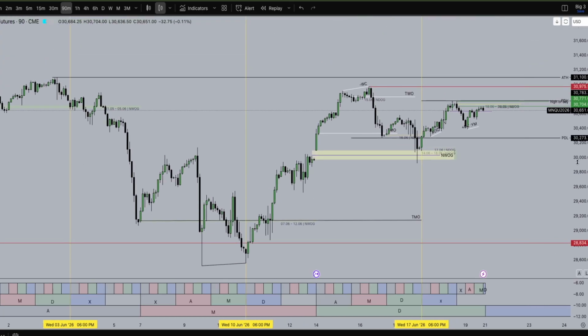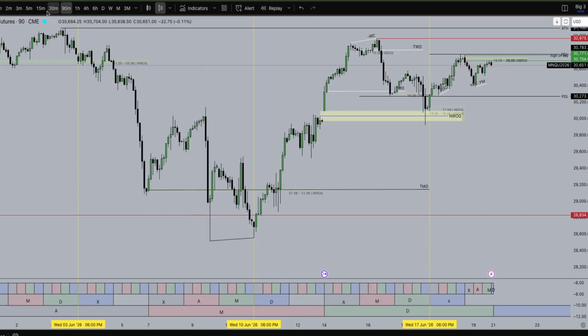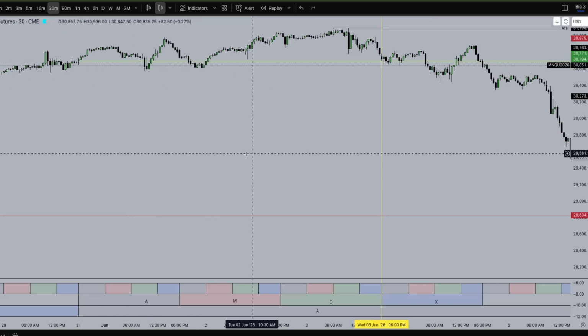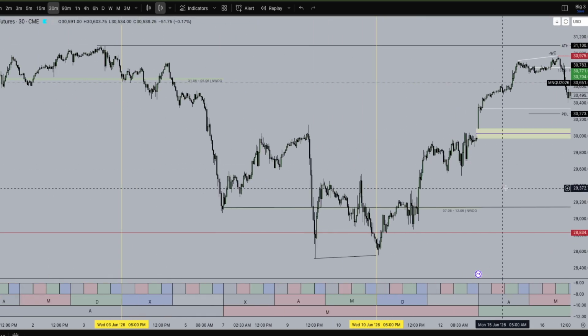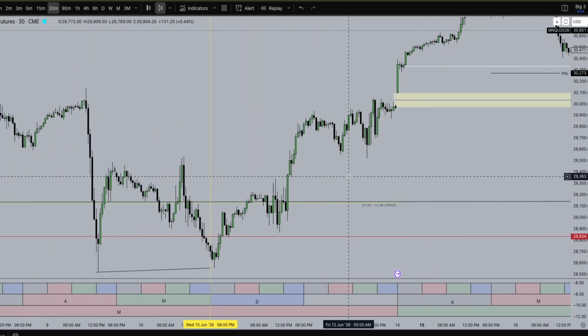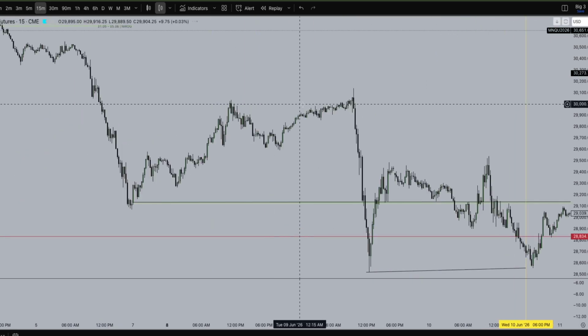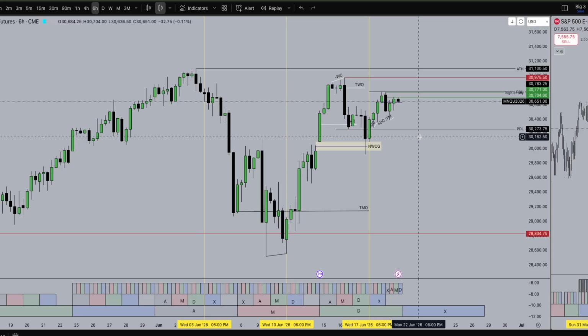But this just gives you such a great context. 4 hour, 1 hour, 90 minute, 30 minute. I don't use the 30 minute as much. I use it just for the PO3 reference. That's the only reason why I have the time frame up. So that's really all I wanted to talk about.